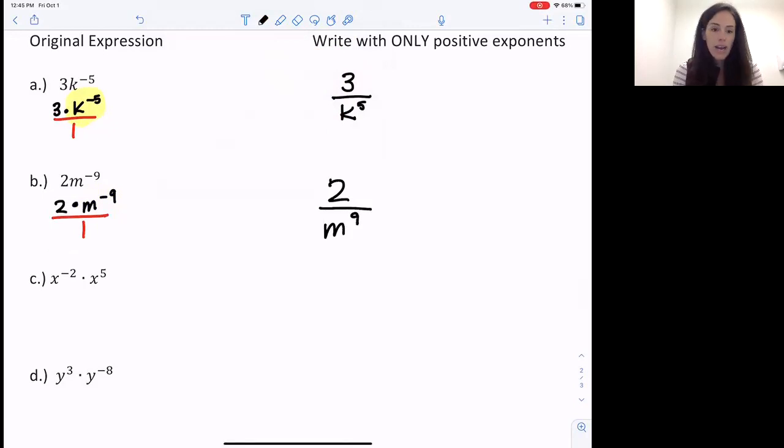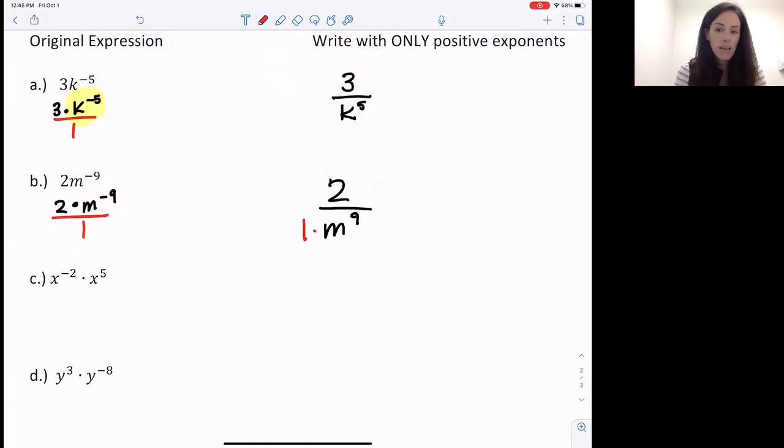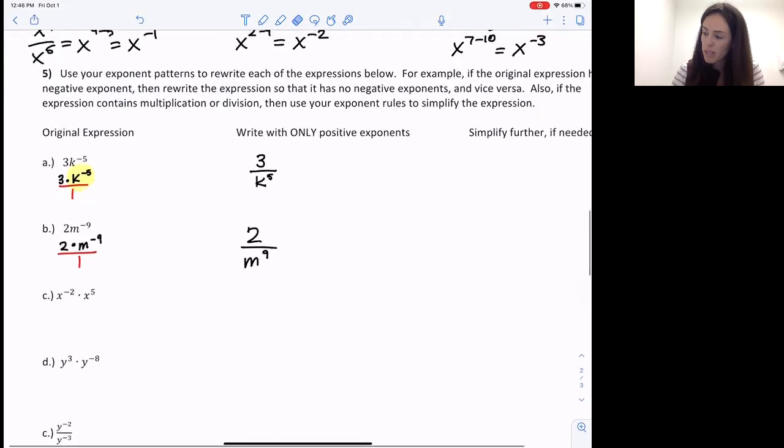Okay, I kind of am drawing this over 1 to show you guys that there's nothing in the denominator right now. If you first wrote it like 1 times m to the 9th, that's fine. We want to start getting in the habit of knowing that we don't have to write those imaginary ones. Now I have this other column here, simplify further if needed. These two don't need to be simplified further. Let's take a look at the next one.